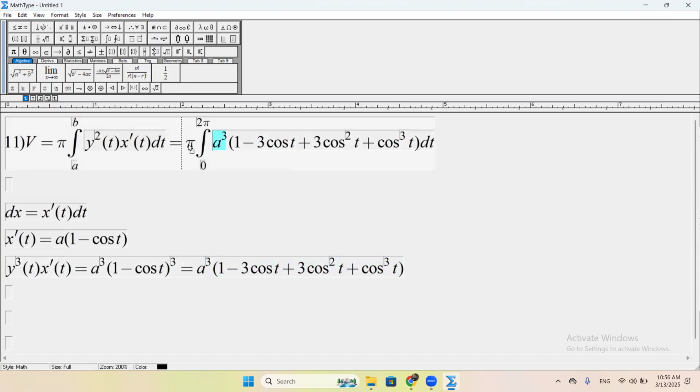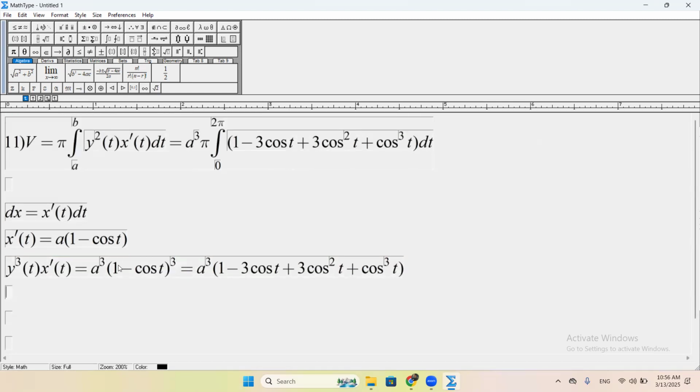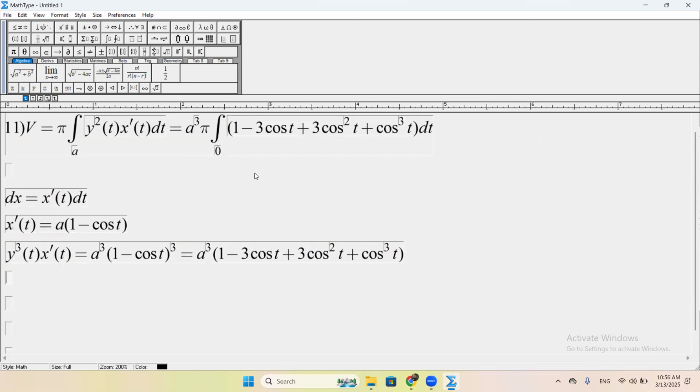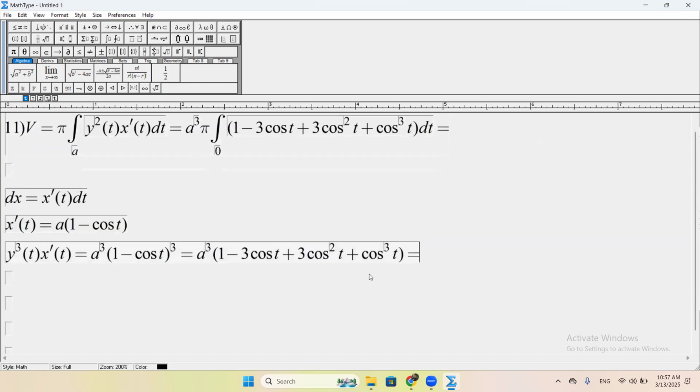Yeah, and let's move a cube here. And by the way, let's calculate all integrals separately. So, first of all, let's rewrite it like a sum. Oh no, let's first of all write this expression, simplified with the reduction of this power.